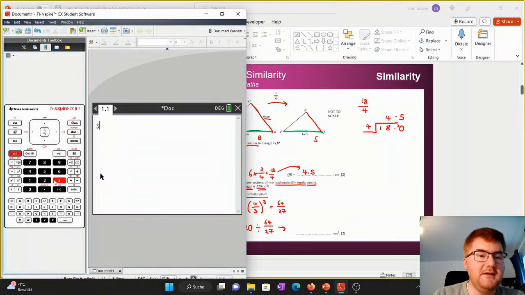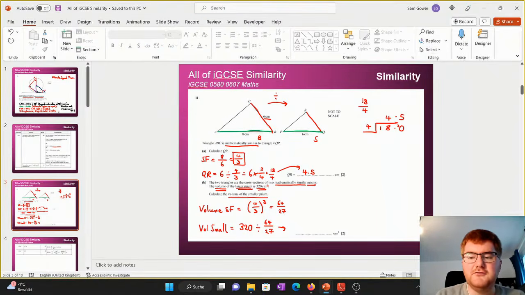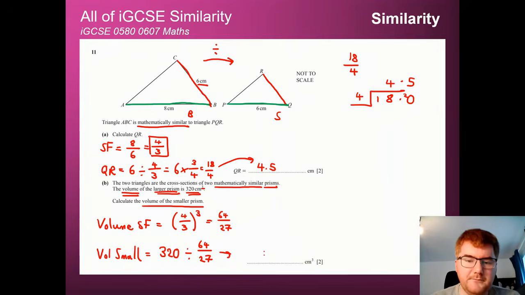Okay, so we're going to type in 320 divided by, let's get the brackets and fractions working, 64 divided by 27. Again, know your calculator, and we get the precise answer, which is a good sign, because usually in these questions you get a precise answer here of 135 cubic centimeters for the 2 marks.